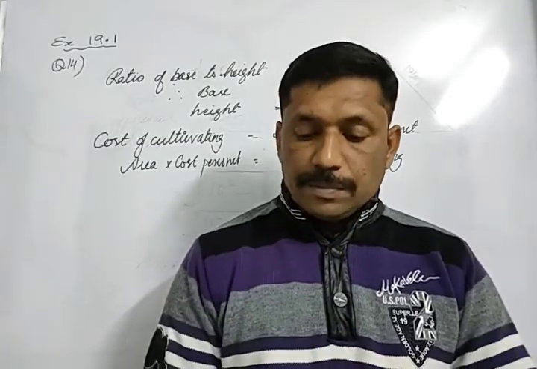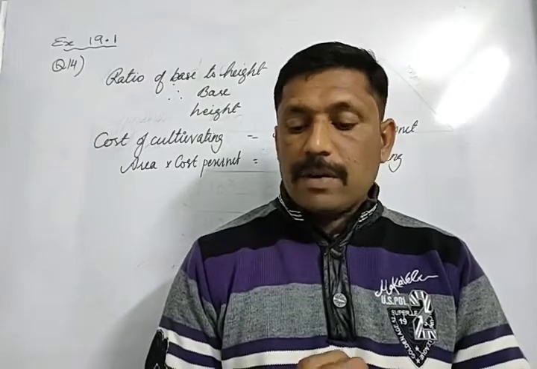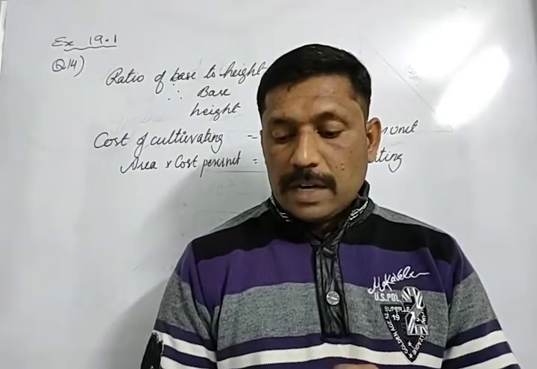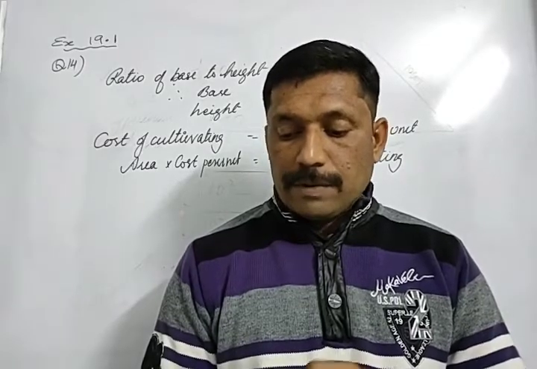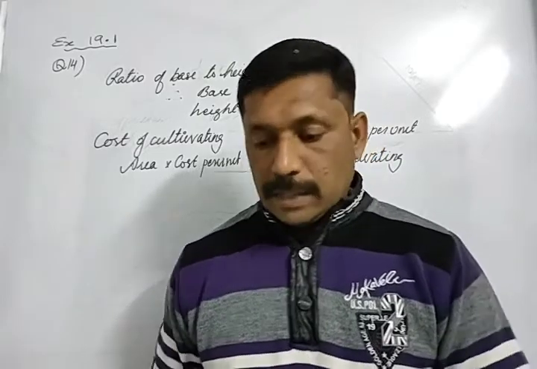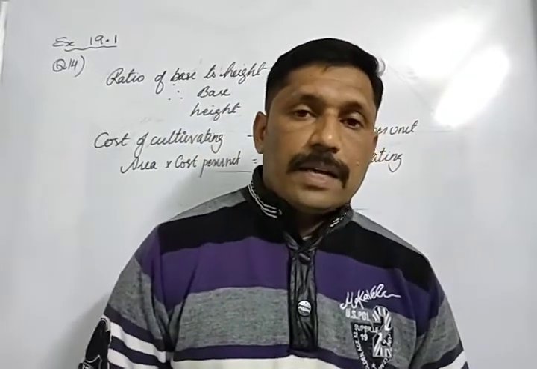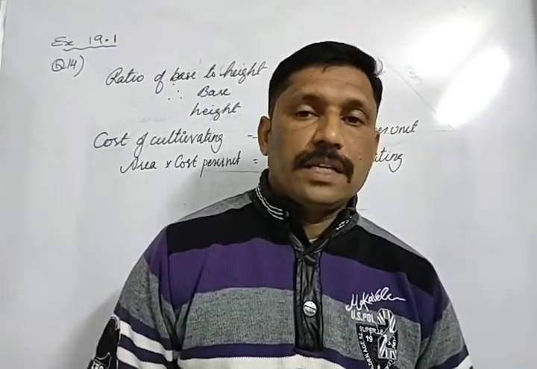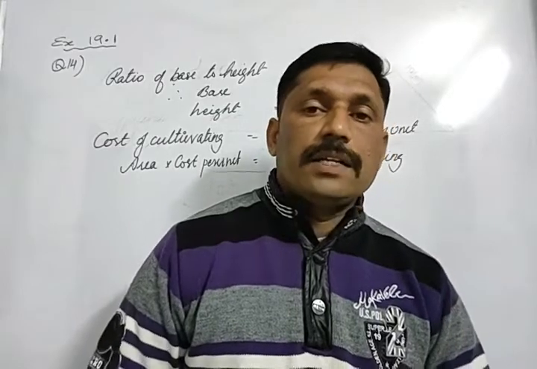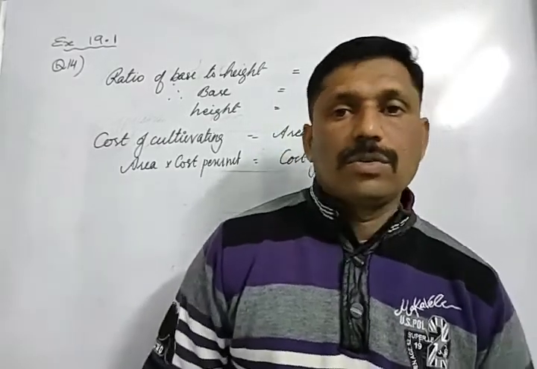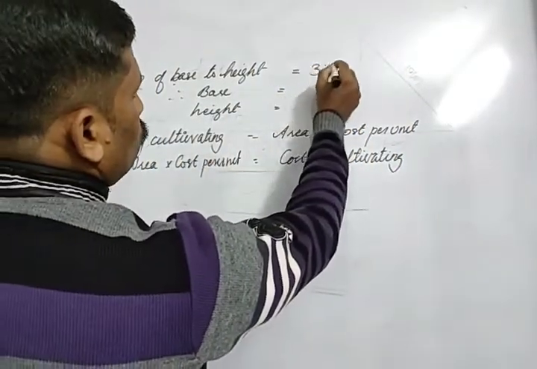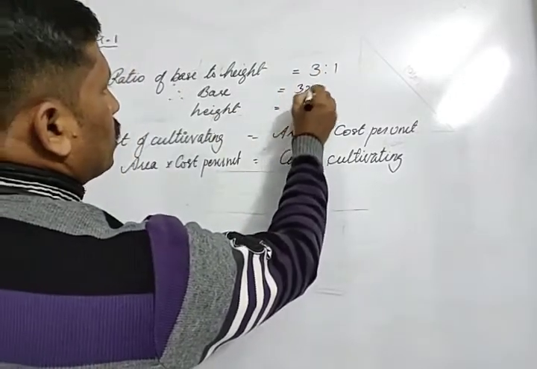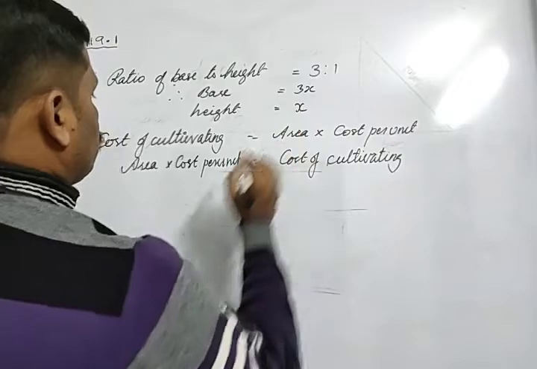So here the question is, the ratio of the base to height of a triangular field is 3:1. If the cost of cultivating the field at 28 per meter square is 9,450 rupees, find the base and height. In order to find the base and height, we must know the area. Then we apply that ratio of base to height in the formula of area, and then we find the height and the base. So look, students, how to solve that. Here the ratio of base to height is 3:1. Therefore, we assume base is 3x and height is 1x, that means x.